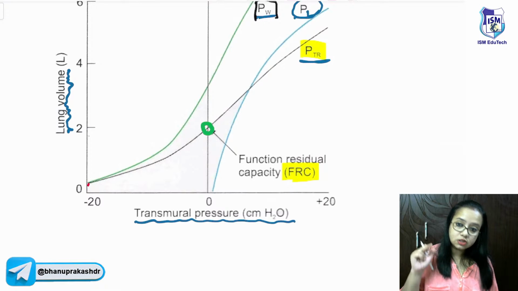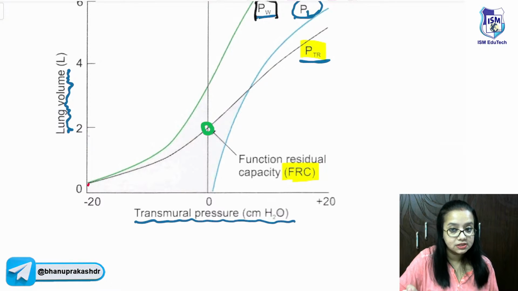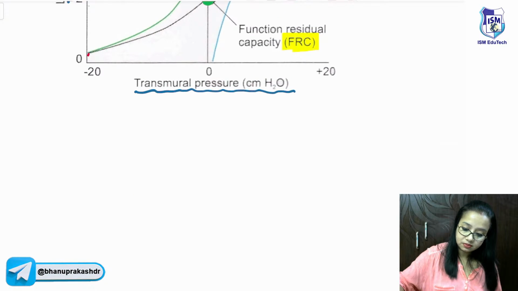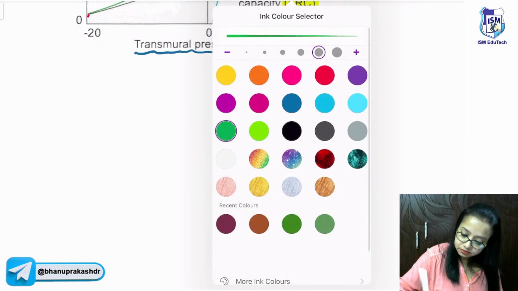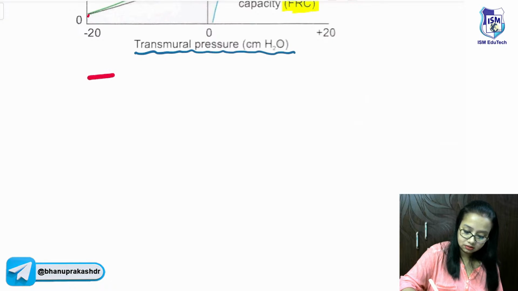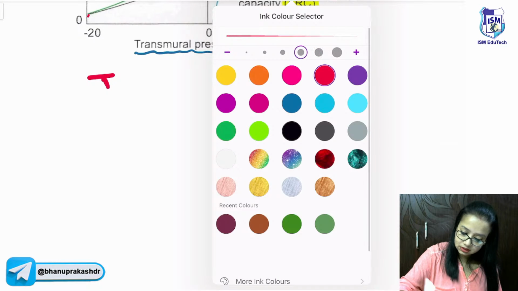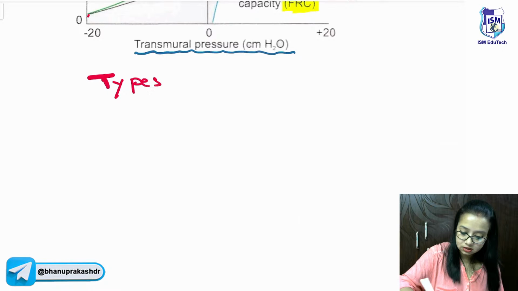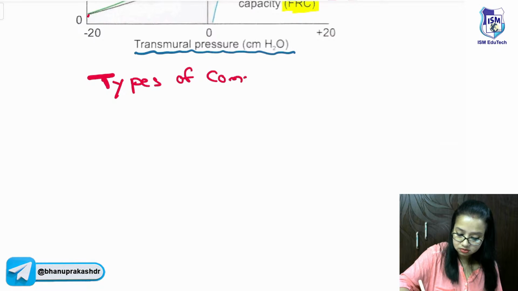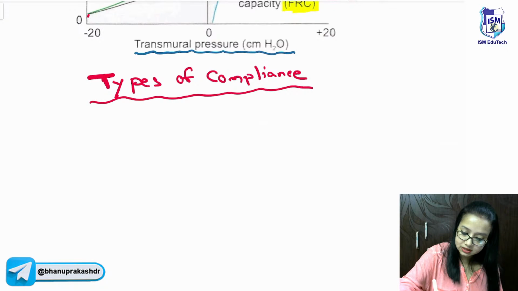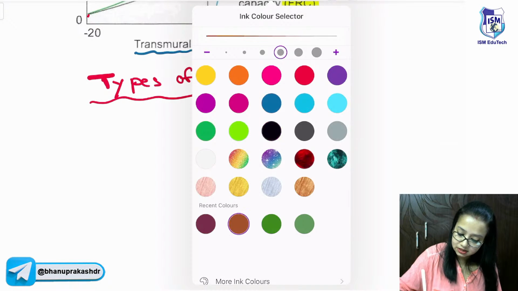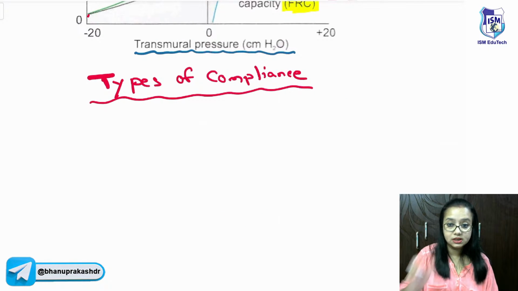And it is because of the compliance of the lungs and the thoracic wall together that this functional residual capacity is maintained. Okay. Now coming to the types of compliance. Now compliance, that is the inflation and deflation of the lungs, can be studied in three different ways.